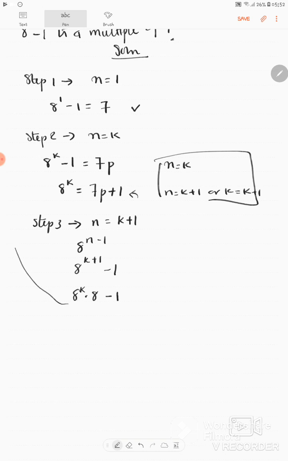Since we have 8 raised to power k that we have found here, let's now put it into the equation by saying 8 open bracket, the 8 raised to power k is 7p plus 1, minus 1. Now 8 times 7p gives us 56p. That's 56p plus 8 minus 1. That gives us 56p plus 7.